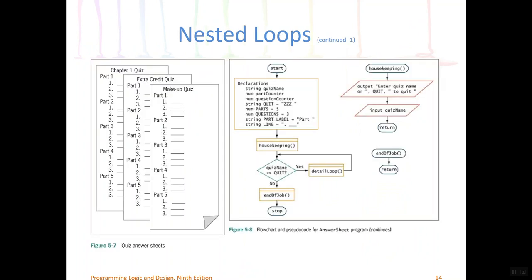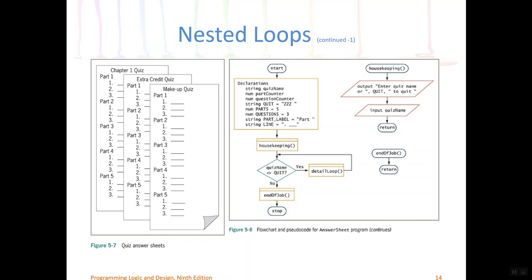Here's another example of using nested loops. In this particular example, we want to create something that you see on the left-hand side here. On the left, we created what we're calling quiz answer sheets. Imagine we wanted to print out these little quizzes and hand out to students so that they could write their answers on question line numbers 1, 2, and 3. But notice that each quiz has exactly 5 parts, and each part has exactly 3 questions.